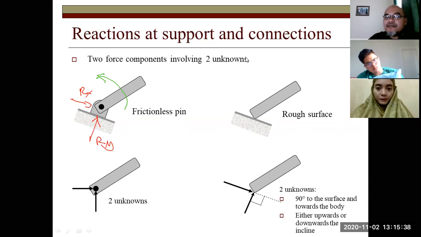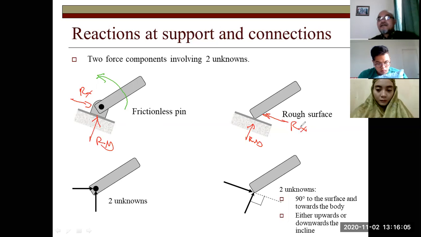Similarly here on a rough surface, it cannot move parallel to the surface because it is rough, right? The friction prevents it from sliding. It cannot move towards the floor either. So there are also two reaction forces. It's up to you which direction you put the reaction force. Later, when we calculate, if we get a negative value, then we know that the actual direction is inverse to the assumed direction. So in these cases, we have two unknown reaction forces.